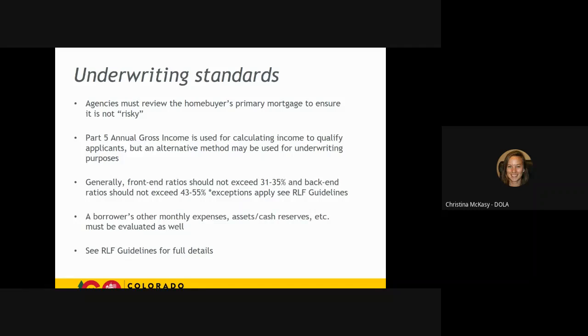As everyone knows, Colorado housing prices are very high right now, and a front-end ratio of 31 to 35% does not work in a lot of areas. So we do have some workarounds that I think have been working out for most agencies, and those are listed in the RLF guidelines. Agencies have to evaluate a borrower's monthly expenses, assets, cash reserves, and some other information. So just make sure you check out the RLF guidelines for full details on all of the underwriting that does need to occur.